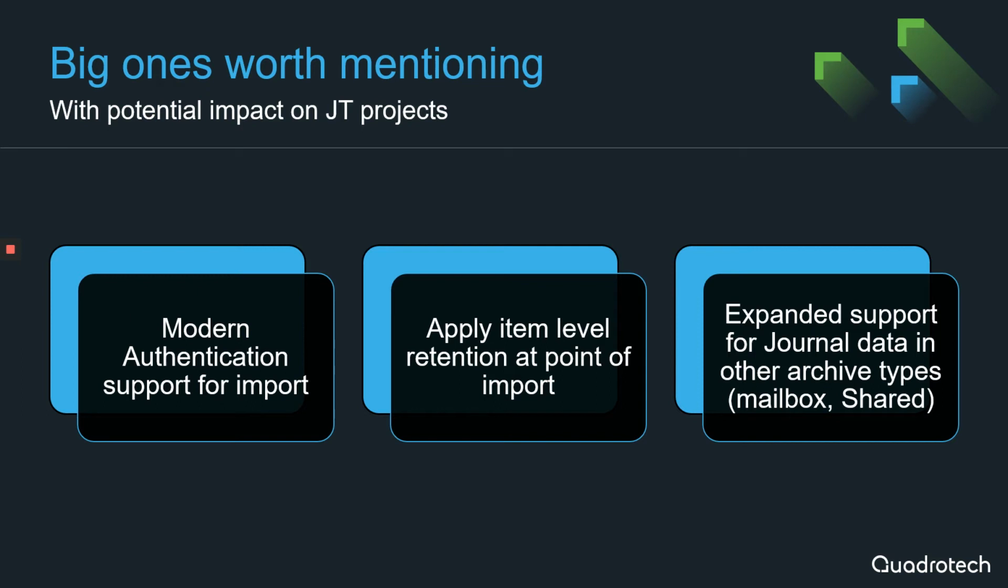More information can be found out about this by contacting me at any time or reviewing the version 9.9 release notes. Something that's not well advertised is that we also support journal data in other archive types. User mailbox archive types or shared mailbox types may have journal data as a result of importing journal data from other migration sources, or numerous other conditions that may happen.